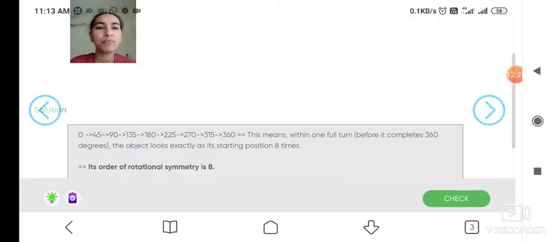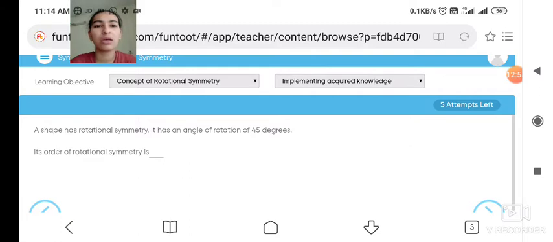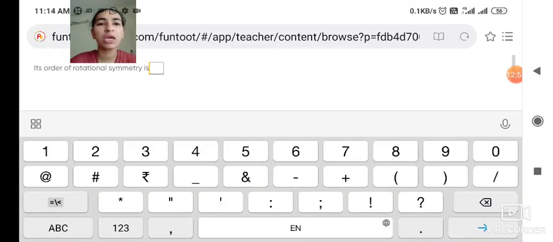Now you can see we have to take the multiples of 45 till 360. So 45, then 90, then 135, then 180, then 225, then 270, 315, and last is 360. This means within one full complete rotation, the object looks exactly as its starting position 8 times. So its order of rotational symmetry is 8.